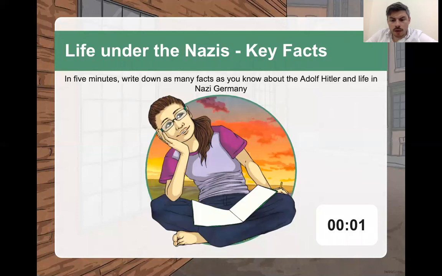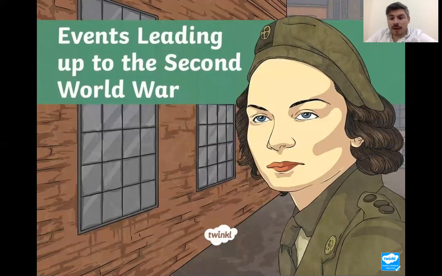Oh, ignore that. So, events leading to World War II. What we're going to do is go through a couple of them here. Some of it will be a bit of a review of what we looked at with Adolf Hitler and the Nazis, and then I'm going to ask you to go to the book and answer some questions there. So, events leading to the Second World War.